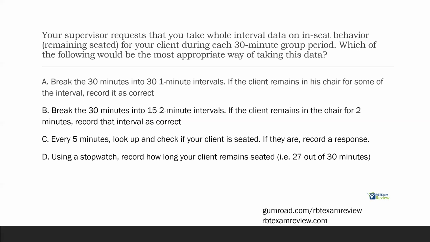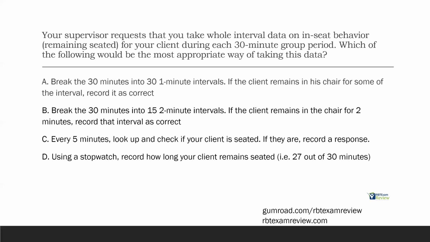Your supervisor requests that you take whole interval data on in-seat behavior, remaining seated, for your client during each 30-minute group period. Which of the following would be the most appropriate way of taking this data? Okay, so this is a tricky-ish question, right? But there's a giveaway here, right? So we are looking at whole interval data, okay? So we need to find what's the most appropriate way of taking whole interval data.